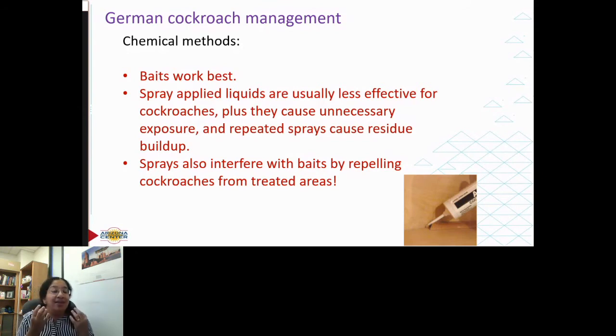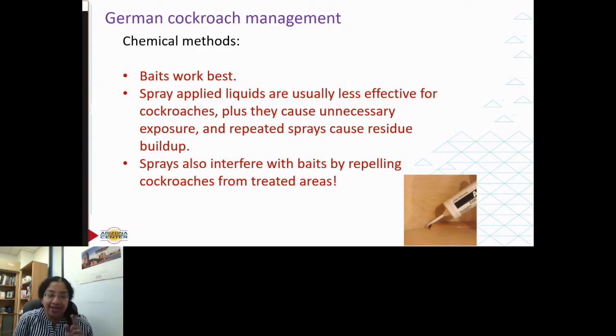And they cause unnecessary exposure to us, right? You're applying the spray. When you see the cockroach, you may not hit the cockroach at first, right? You may have to spray continuously. You're leaving all of that residue there. And who gets exposed? We get exposed. The cockroaches may or may not contact it. If they contact it, yes, they will die. But what are the chances for that? They're extremely smart, they can avoid it, right? And so repeated sprays cause residue buildup, right? It's not good for us.